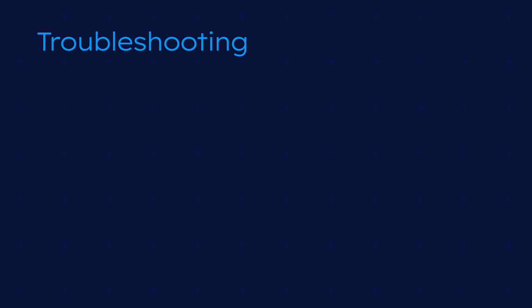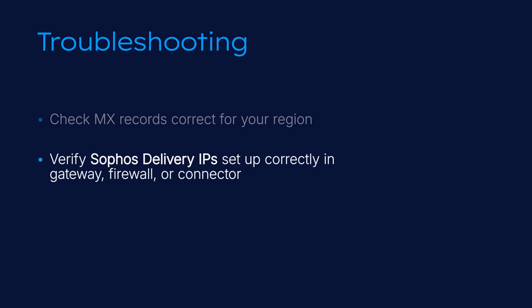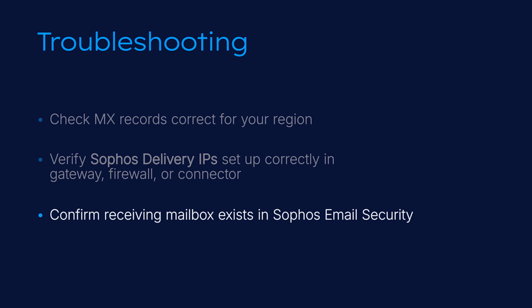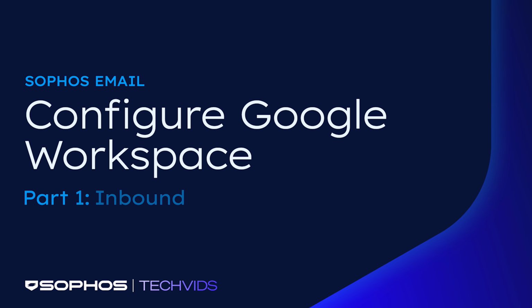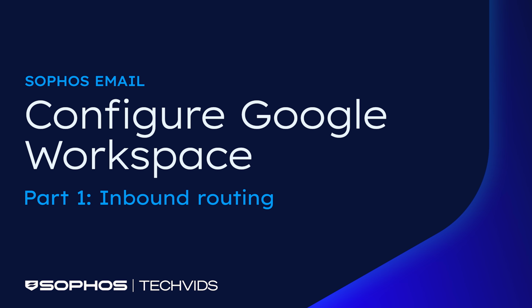If mail isn't flowing and you aren't receiving email in your test inbox, or you're receiving emails but not seeing them in Sophos email, you can verify the following. Check that your MX records are correct for your region. Verify that you set up the Sophos delivery IPs correctly in your gateway, firewall, or connector. And confirm that the mailbox you're sending to exists in Sophos email security. At this point, your inbound email is now being routed to Sophos email.